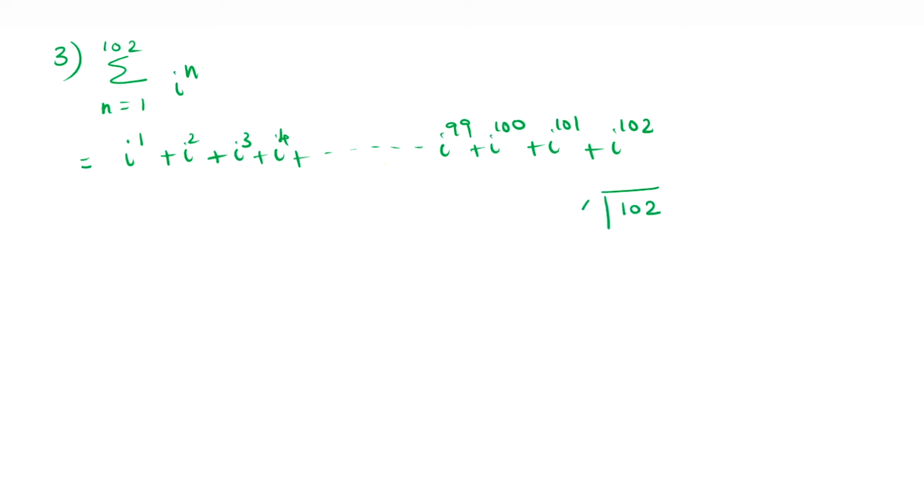So we have to divide 102 by 4. So 4 2s are 8, remainder 2. Here 2. So 4 5s are 20, remainder 2. That means in 102 I am having 25 fours and 2 terms.